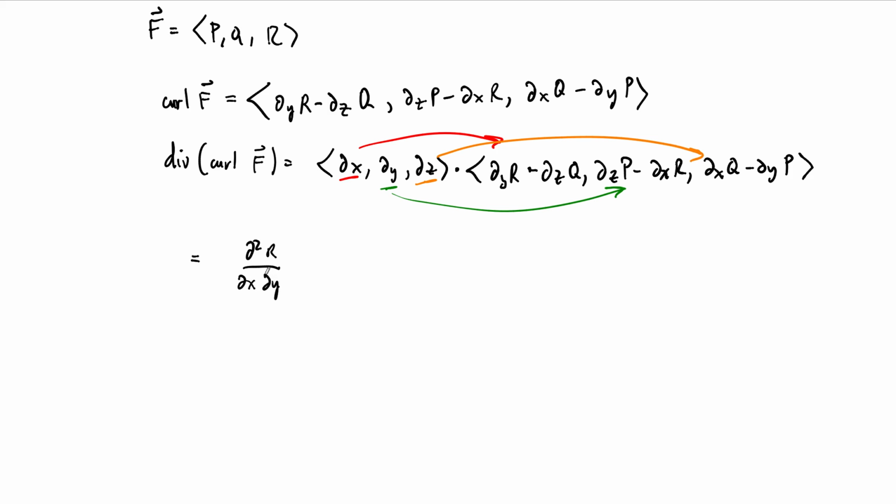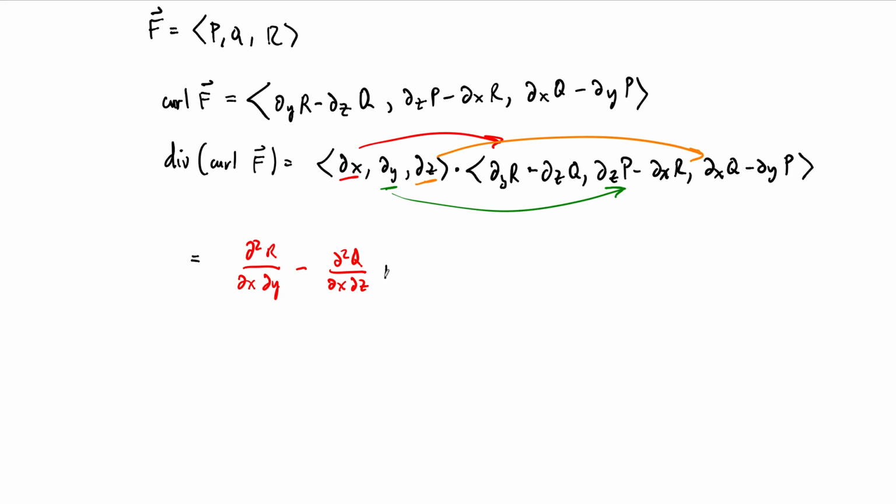dx dy. So the y derivative has to remain the closest one here, right? Minus the next derivative is going to be d squared q. This one's going to be dx dz. Okay, then we go to the next component. So let's color code this. All of this is the red. So that's from the first derivative, the first component here.